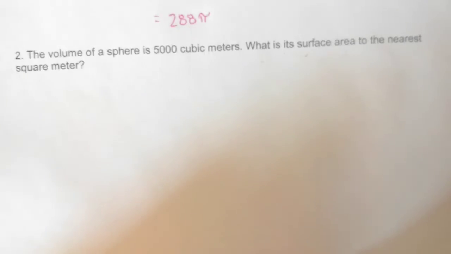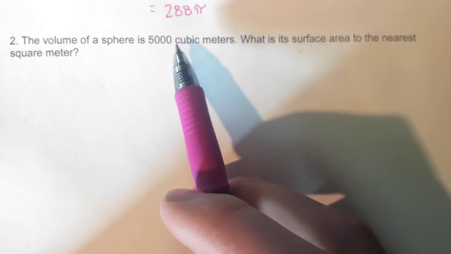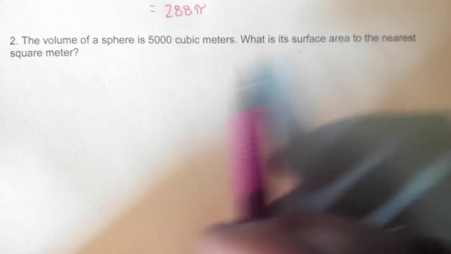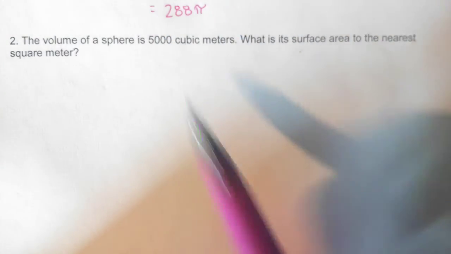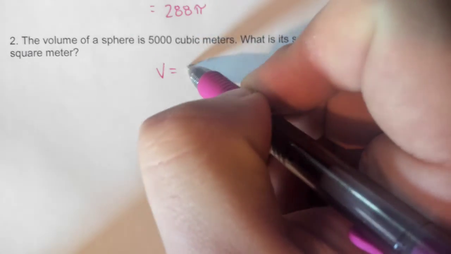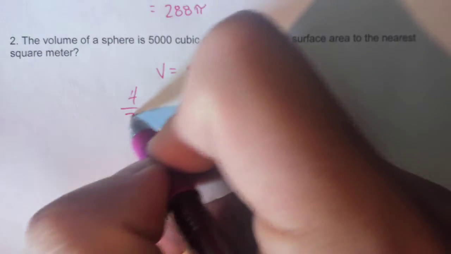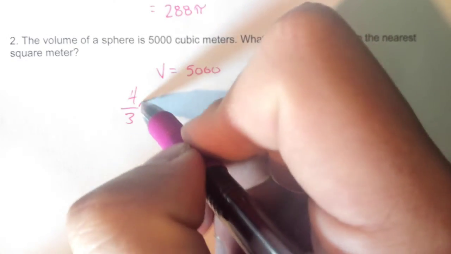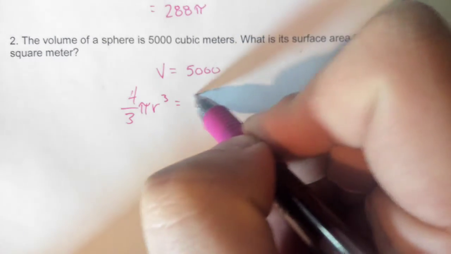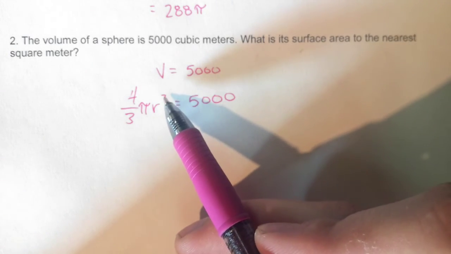Okay, and this one, much like the other one, they say the volume of a sphere is 5,000 cubic meters. What is its surface area to the nearest square meter? So they give us the volume. If volume is 5,000, what would be its surface area? Instead of writing volume, we can write the formula and solve that for the radius, because that's the piece of information that we need. 4/3 pi r cubed equals 5,000. How would we solve that for r?